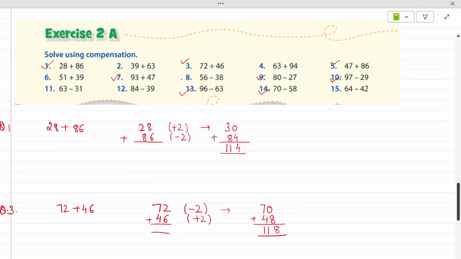So rest of the addition questions, kids, you have to do yourself. And if any issues, please ask me.